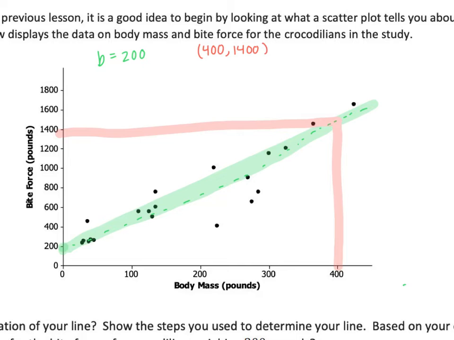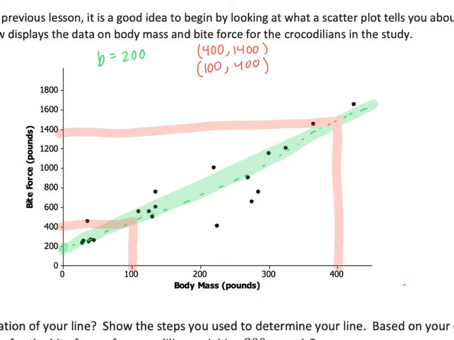And then I want to choose a second point, kind of towards the beginning maybe. I would say it's this one right here, 100, 400. And again, I'm looking for clear numbers because I'm going to calculate this right now. I'm going to do some math.